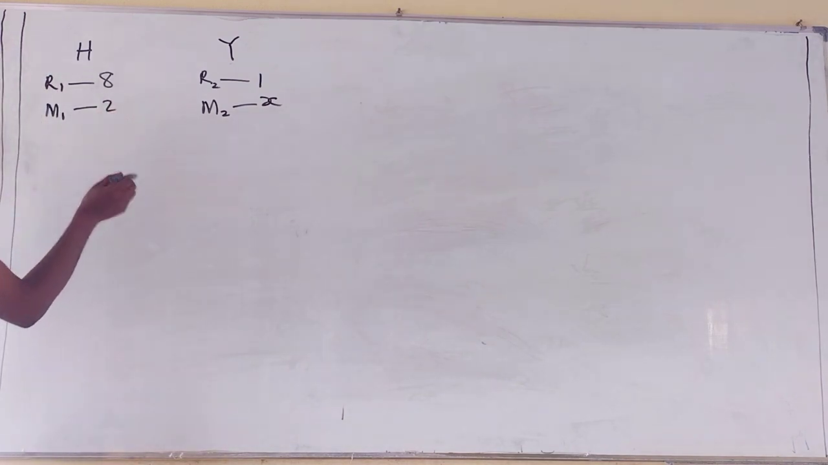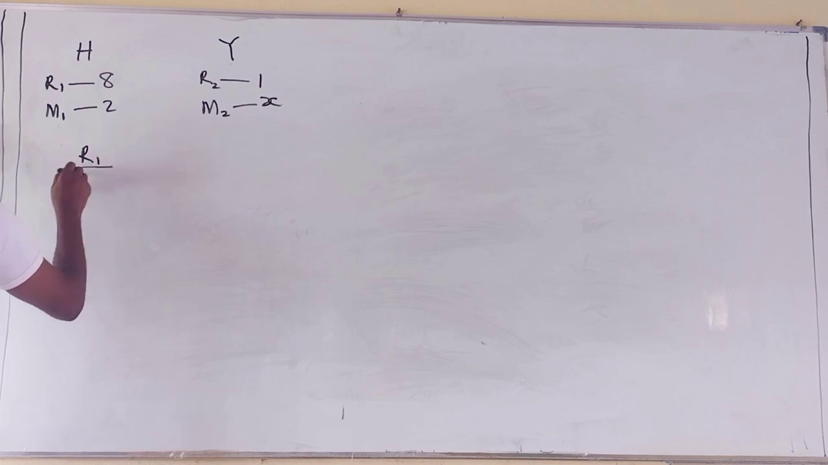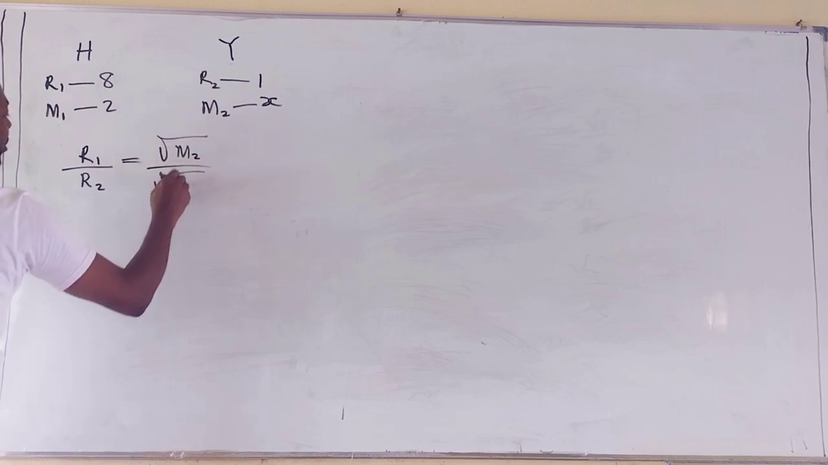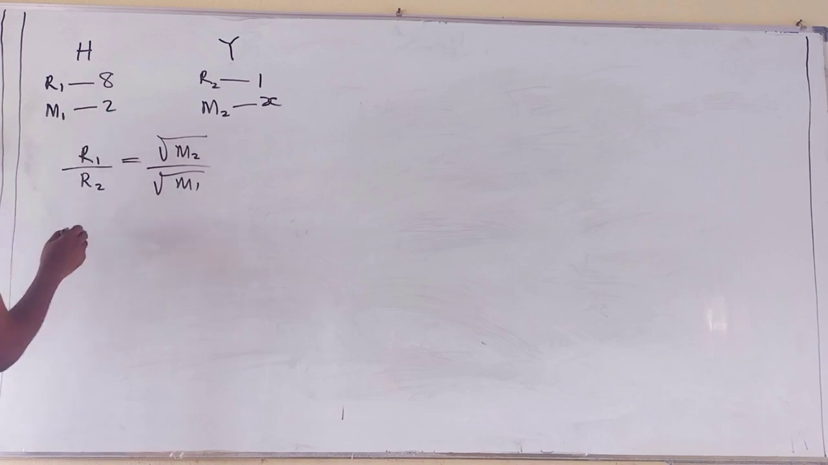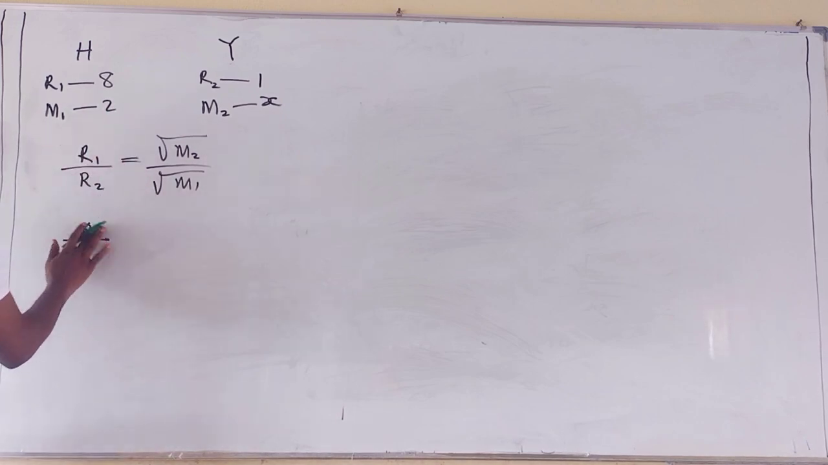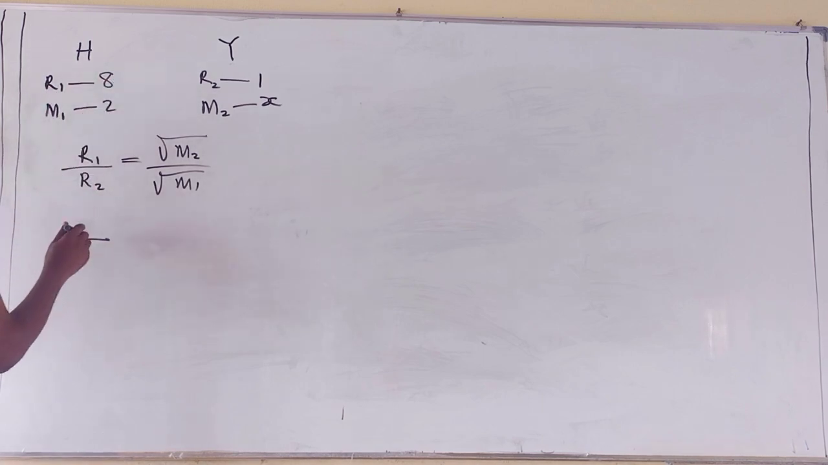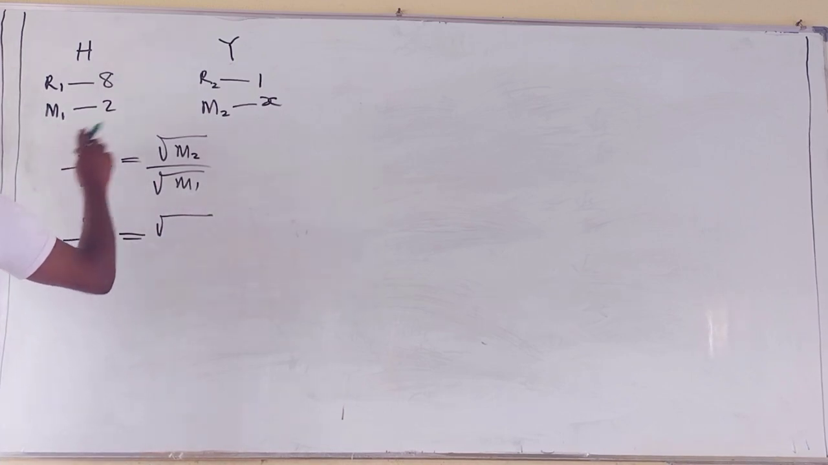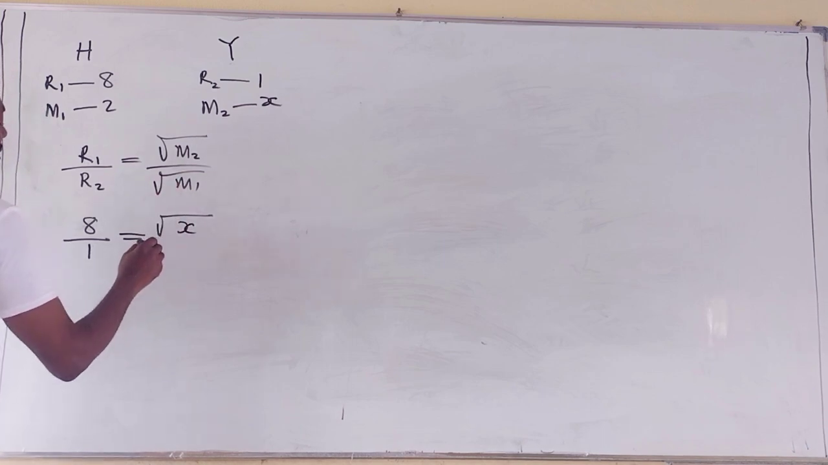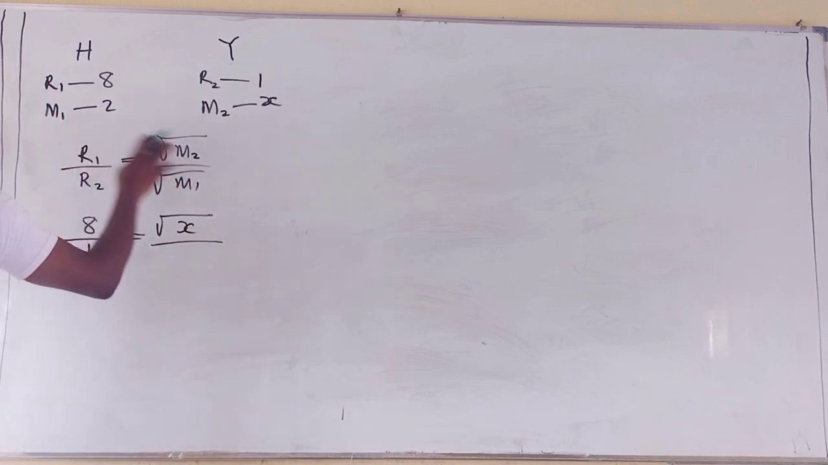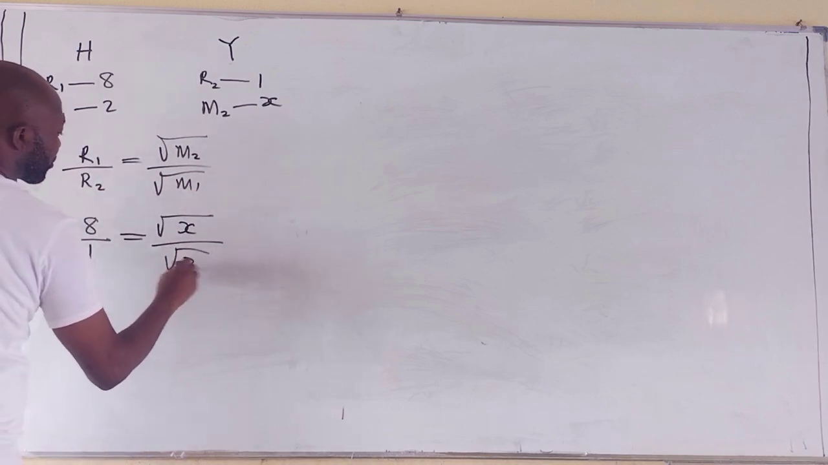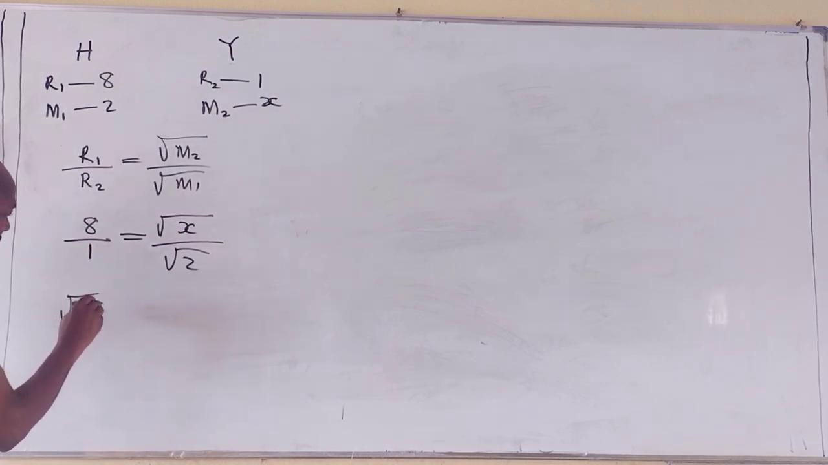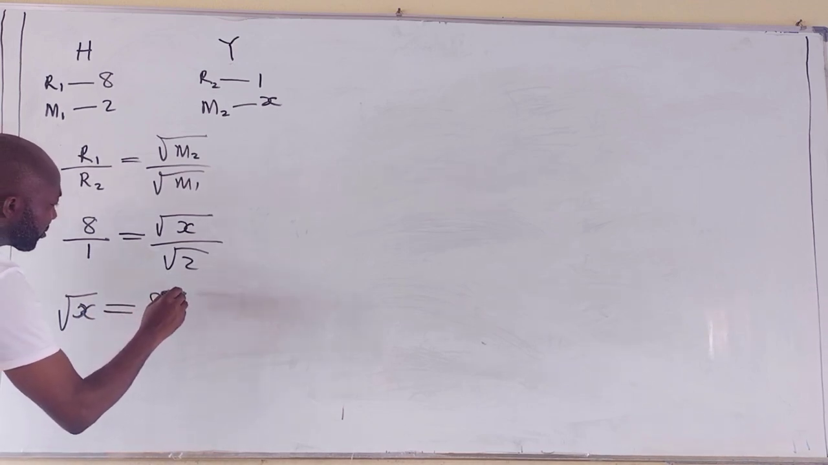I think this is more straightforward. Now, we have the formula that says R1 over R2 is equal to the root of relative molecular mass M2 over that of M1. R1 is 8. R2 is 1. And this is equal to the root of M2, which is unknown. Let's call it X, over the M1 here, which is 2. By cross multiplication, I have root x is equals to 8 root 2.